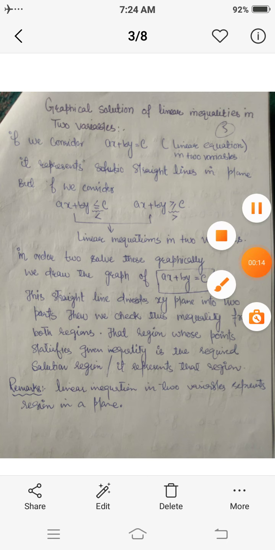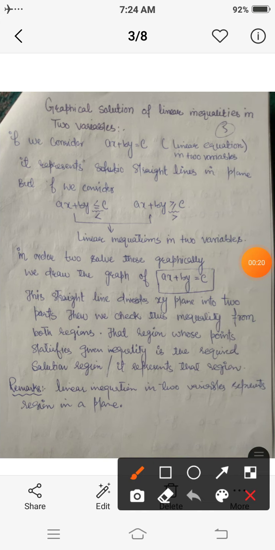Today we are going to discuss the graphical solution of linear inequalities in two variables. If we consider a linear equation in two variables like ax plus by equals c, you know that in the plane it simply represents a straight line, or the points on a straight line.